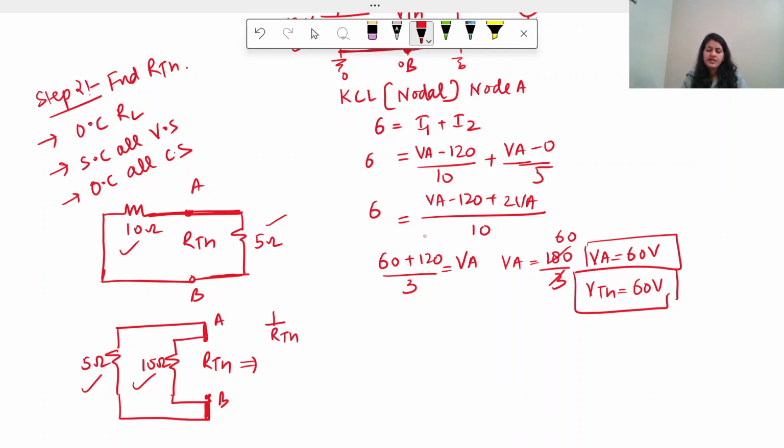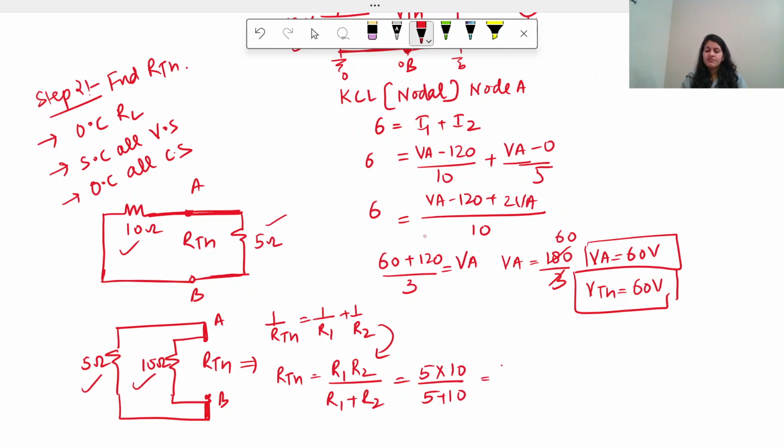So 1 upon RTH will be 1 upon R1 plus 1 upon R2, or we can write it as RTH is equal to R1 R2 upon R1 plus R2, simplifying this. So it will be 5 into 10 upon 5 plus 10, that is 50 by 15. So it's 10 by 3, right? 10 by 3 ohm is the value of RTH, right?